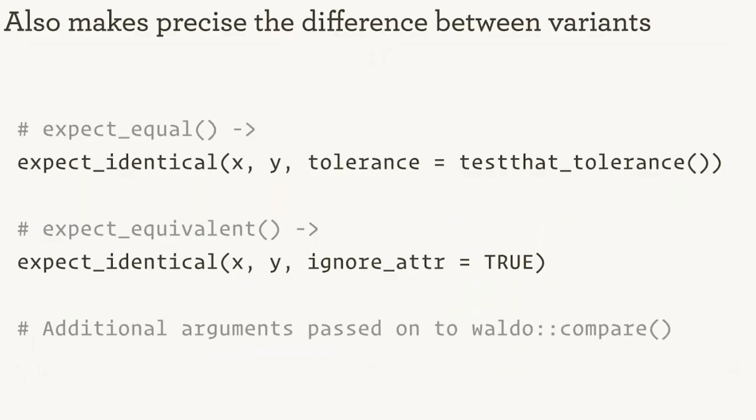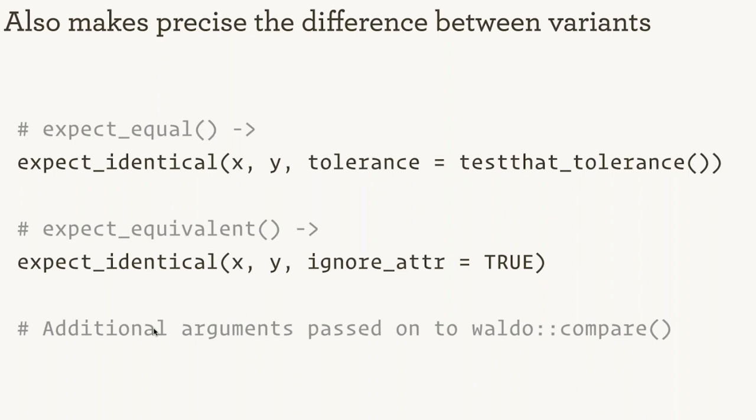This change also makes it now possible to be precise about the difference between expect_equal, expect_identical, and expect_equivalent, which were always a little vague in the past. Now all of these functions are equivalent to expect_identical, but with some extra argument set. So expect_equal is equivalent to expect_identical, except that it ignores small floating point differences. Expect_equivalent, which is now deprecated, is just the same as using expect_equal with ignore_attr equals true. That's the only thing expect_equivalent does: it just ignores attributes. Now we're going to make that precise in a function argument. And any other arguments in expect_identical or expect_equal are passed on to waldo::compare, which gives you the ability to fine tune your comparisons as needed.